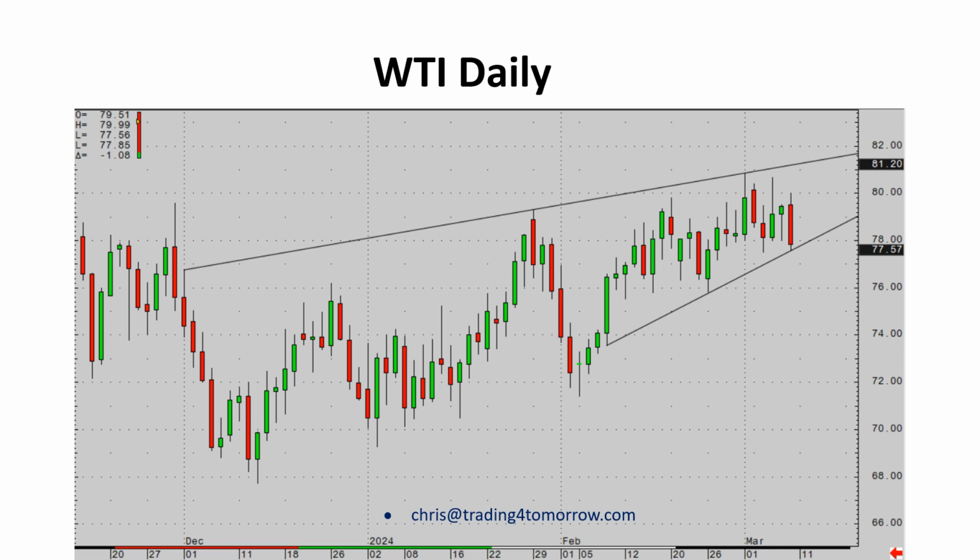Okay, and last but not least, WTI. So again, had a bit of a stronger week, but it just failed to hold on to it. And then it came down and settled just below $78. So I've got resistance at 81.20 and I've got support at 77.57. So again, just remember these are all futures based analysis.